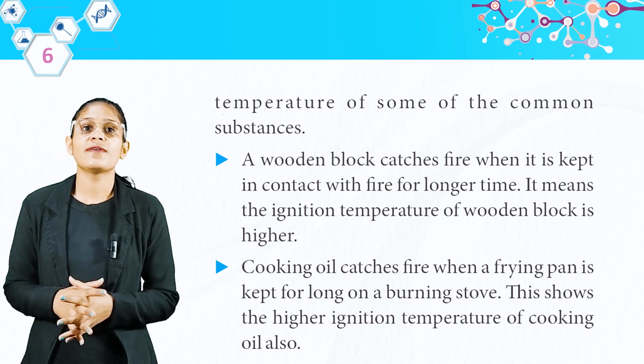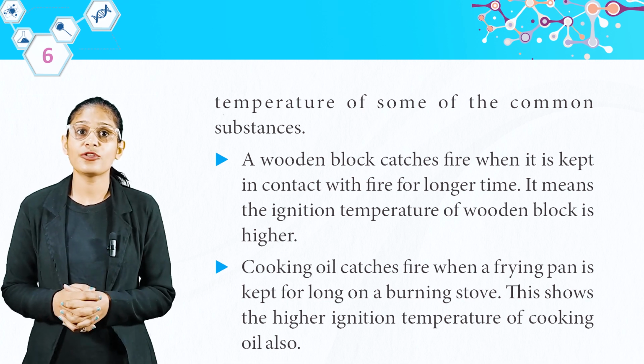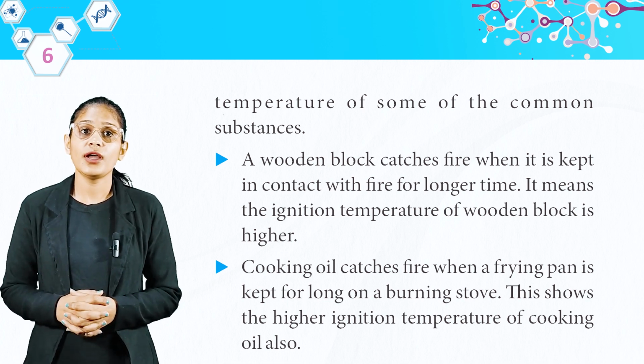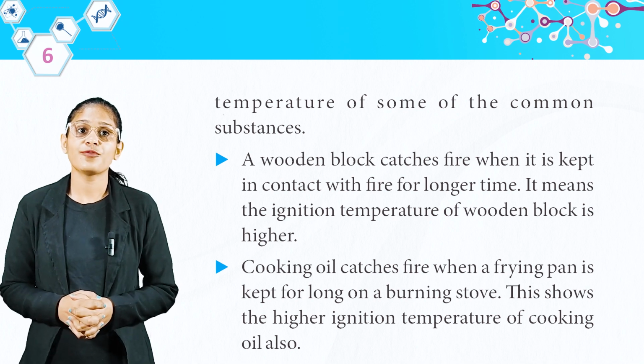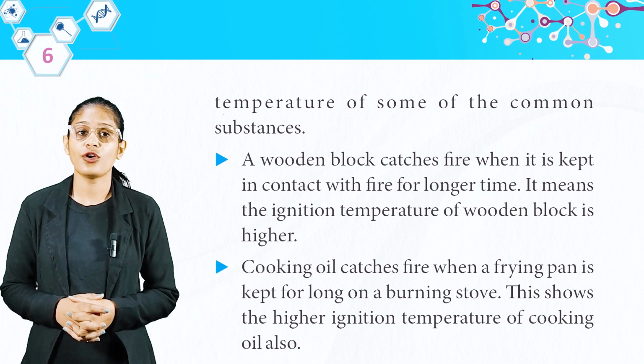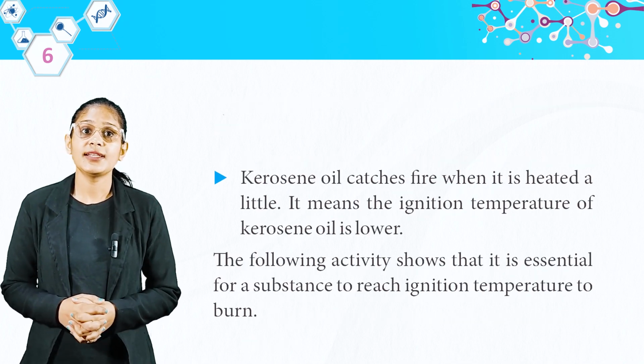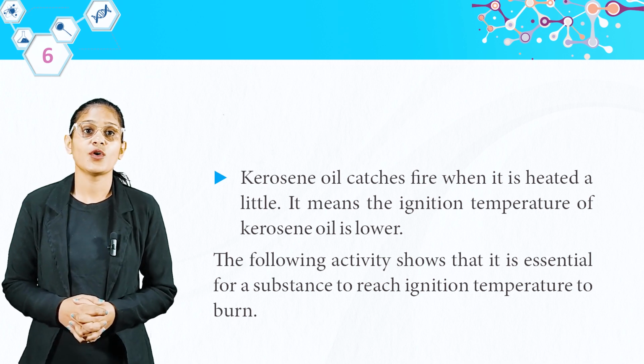A wooden block catches fire when it is kept in contact with fire for a longer time. It means the ignition temperature of a wooden block is higher. Cooking oil catches fire when a frying pan is kept for long on a burning stove. This shows the higher ignition temperature of cooking oil also. Kerosene oil catches fire when it is heated a little. It means the ignition temperature of kerosene oil is lower.